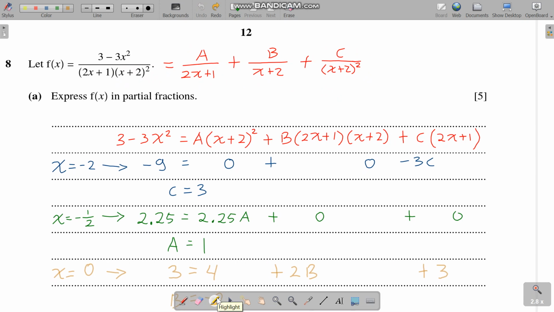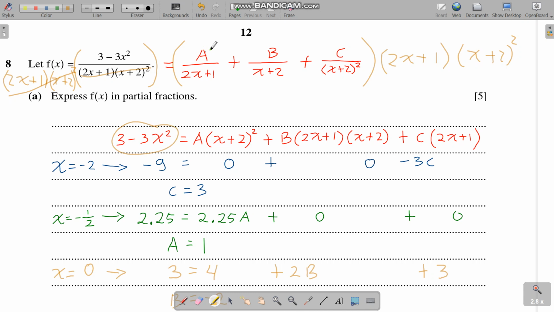And then, as usual, we multiply both sides by the denominator, which is 2x plus 1 times (x plus 2) all squared, on both sides. After we do this, on the left they just cancel out. We have only 3 minus 3x squared.